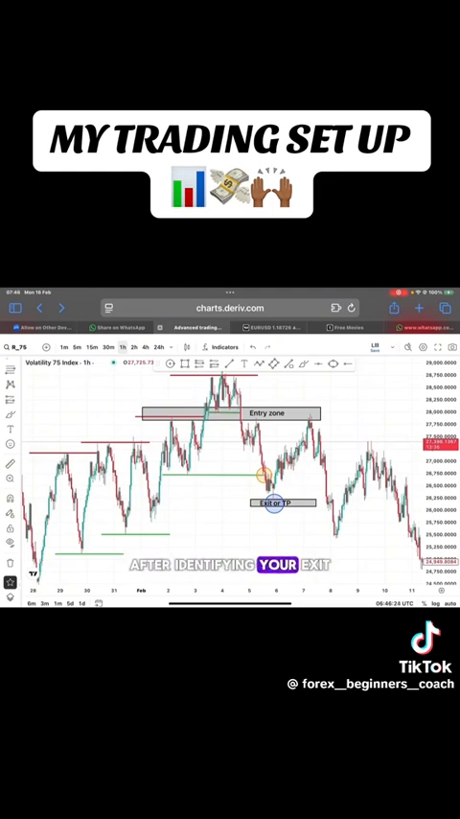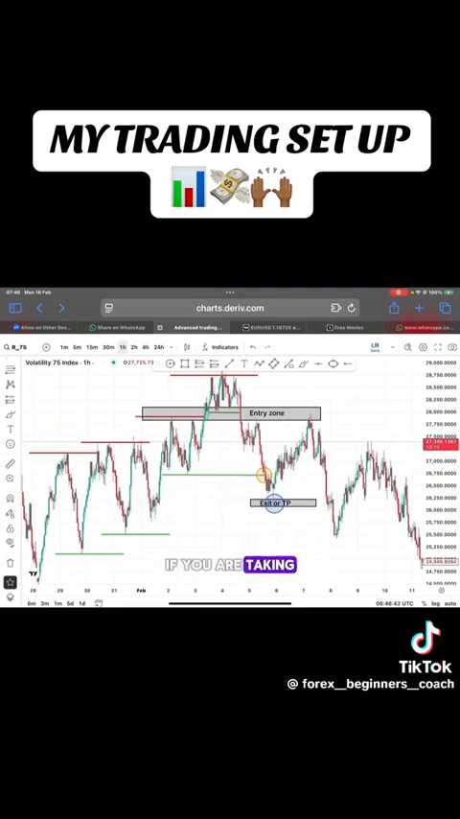Okay, after identifying your exit zone, what next do you need to identify? Your entry zone, where you want to enter. And where are your entry zones? The second higher high and your first higher low. After identifying the zones, what next do you need to do? You need to wait for the market to pull back to that area.